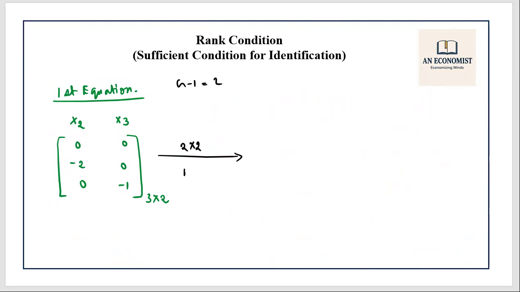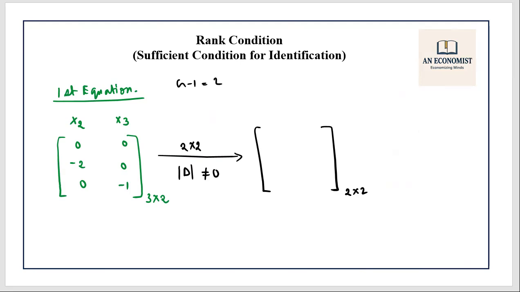Full rank means what? If you find the determinant of the matrix, that has to be strictly not equal to 0. So from this 3 cross 2 matrix, can you form a 2 cross 2 matrix for which, if you take the determinant, it will return a number which is not equal to 0? If this is the case, you will say yes, the matrix is of full rank. And then you can safely say that both the instruments x2 and x3 are relevant instruments and the rank condition is satisfied, right? So this is the entire process.